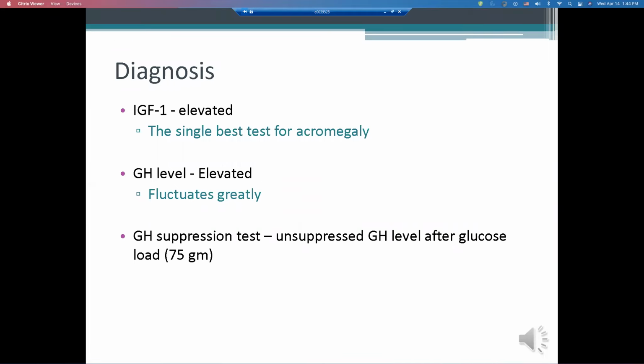So if you have a non-suppressed growth hormone after a glucose load, this is considered a positive growth hormone suppression test. And that is the confirmatory test for acromegaly. So acromegaly, you can say, has a screening test, which is IGF-1, and the confirmatory test, which is growth hormone suppression test.